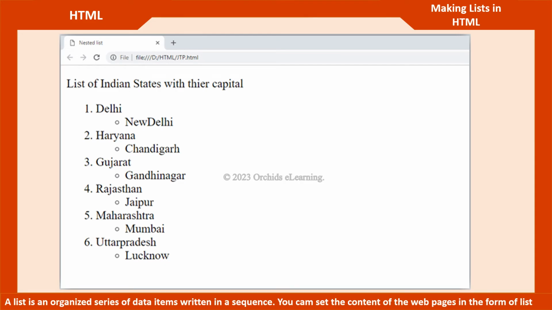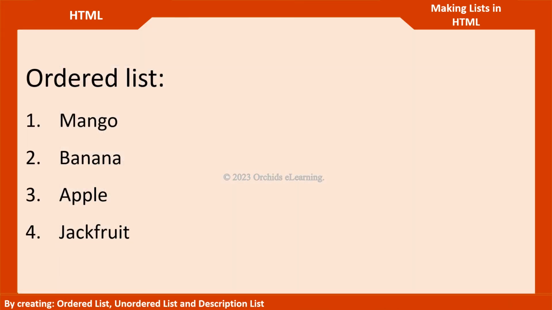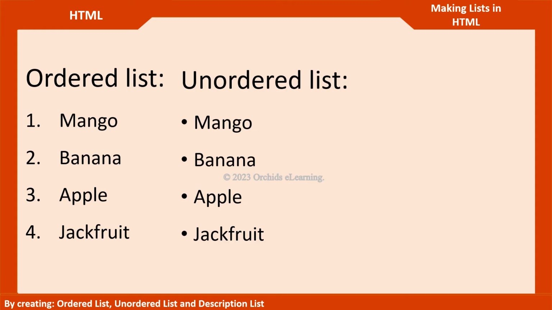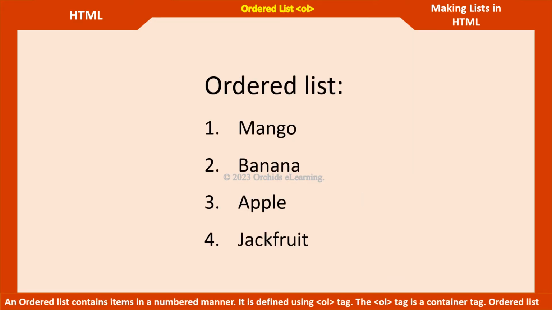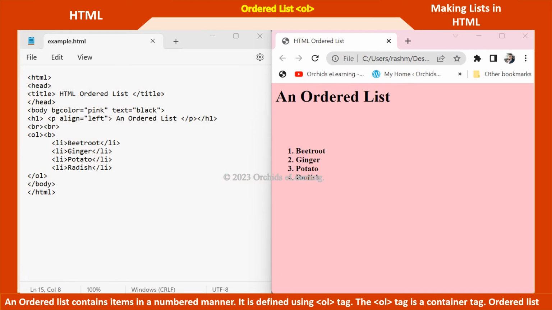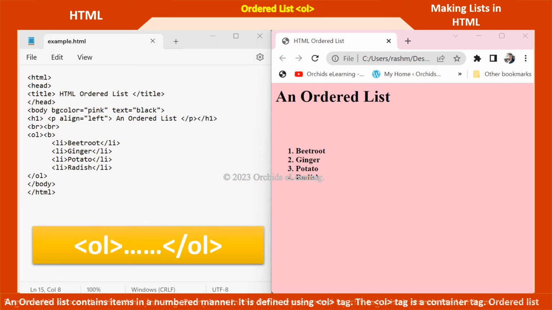A list is an organized series of data items written in a sequence. You can set the content of the web pages in the form of a list by creating an ordered list, unordered list, and description list. An ordered list contains items in a numbered manner. It is defined using the OL tag. The OL tag is a container tag. An ordered list begins with OL and ends with the closing OL tag.